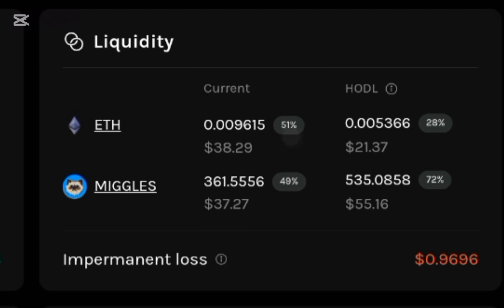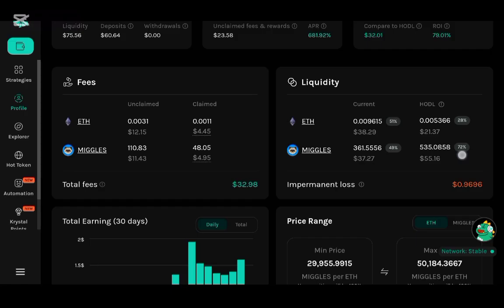I have 51% now of Ethereum, so I have more than I did when I opened the position, and I have 49% worth of Miggles, which is also vastly different from the 72% I had initially.